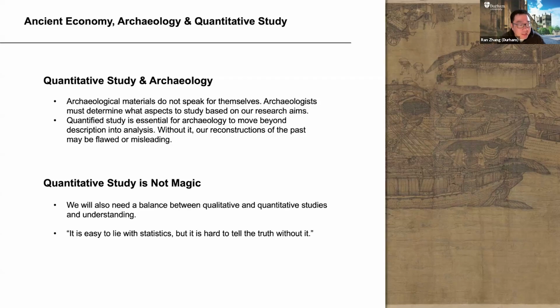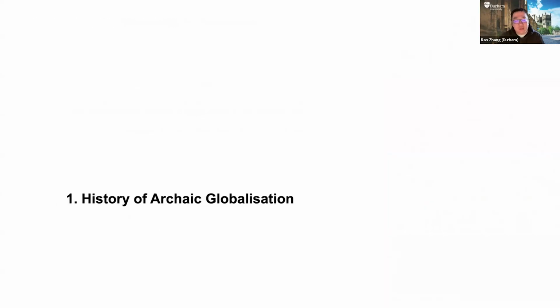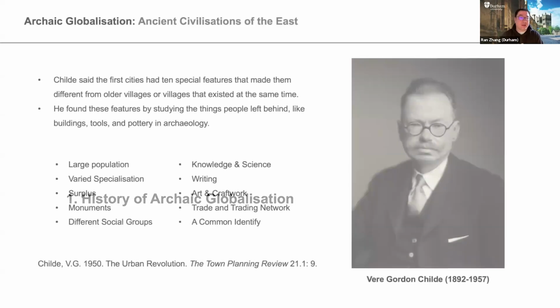Here I would like to call out this statistical saying: it's easy to lie with statistics, but it's hard to tell the truth without it. So I believe it's really important for us to understand the past properly by using archaeological materials and see the trading patterns and movements of goods through quantitative research. In this lecture, I will talk about both. Some parts are qualitative studies, but at the same time I want to introduce my quantitative studies on the ceramic trade.